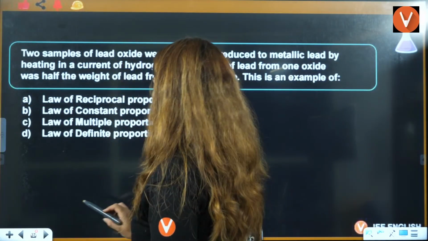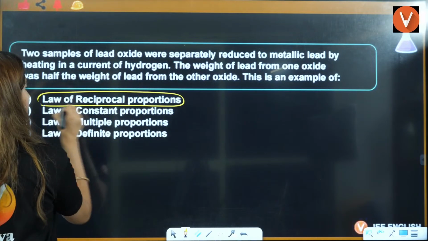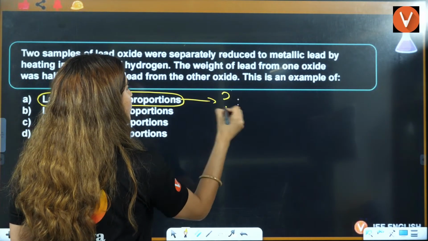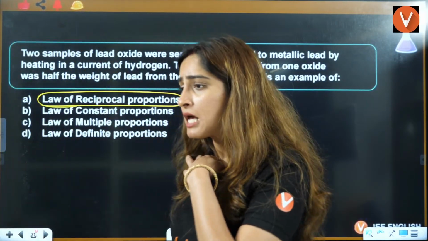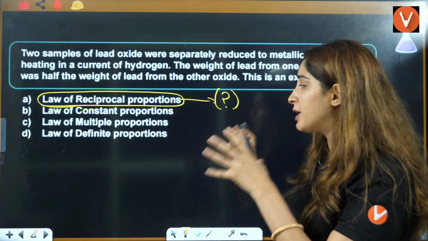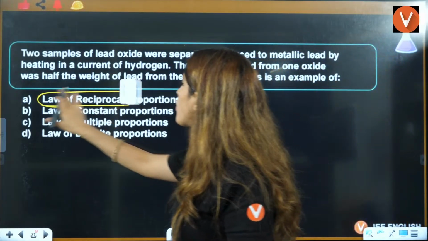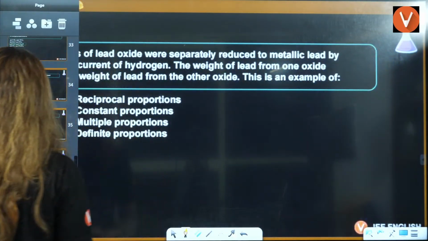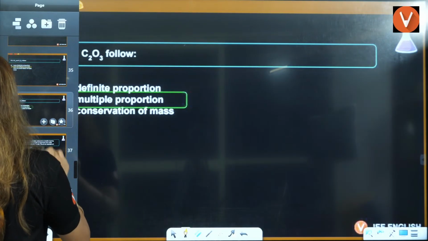Okay, for this now, this is our surprising law that I was talking about. Law of reciprocal proportion. This we have not talked about till now, right? Now we will talk about law of reciprocal. You have understood law of constant, law of multiple, law of definite. But ma'am, what is law of reciprocal proportion? That becomes very, very important for you. So I'll teach you that law.